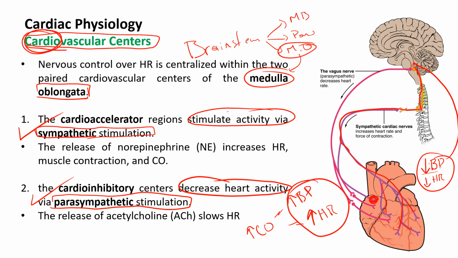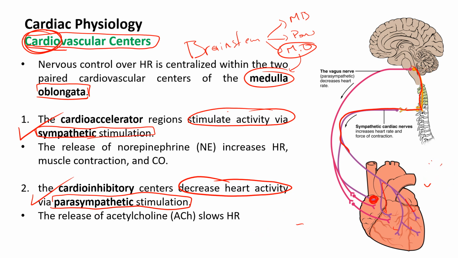And we can do the same thing if the opposite happens. If the blood pressure goes up, you're going to stimulate the parasympathetic nervous system through the vagus nerve, and that will do the opposite. It will decrease heart rate, decrease cardiac output, and decrease blood pressure.